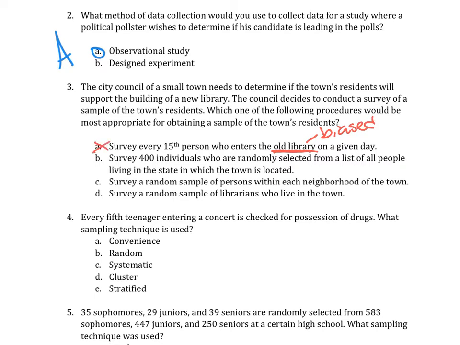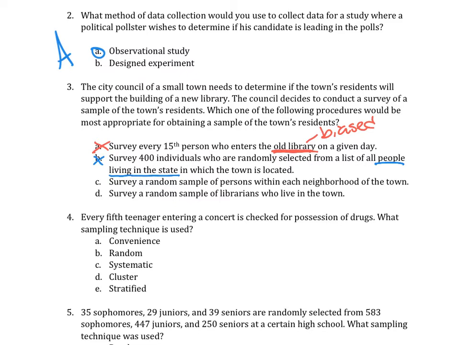Letter B. Survey 400 individuals who are randomly selected from a list of all people living in the state in which the town is located. Again, here it is a random sample, which is good, but we're talking about all the people living in the state. If we are just talking about a new library in this town, chances are people in other cities or other towns in the state are not going to have much of an opinion on whether this town gets a new library. So again, the population they're choosing from is just too big and too vague, so it's probably not going to be letter B.